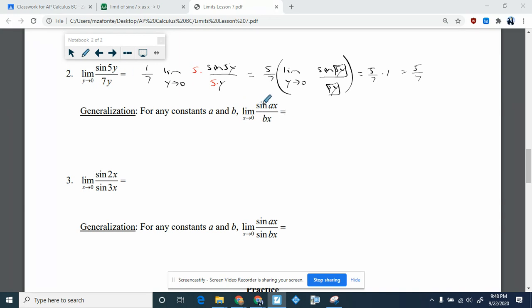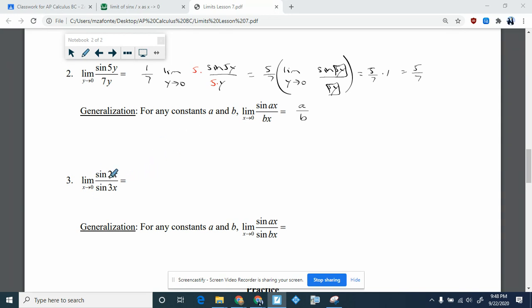What do you think the limit of sine ax over bx as x goes to 0 would be, right? It would be a over b. And you can say that if you get a problem like that. All right. This one's a little bit more bananas, but not too crazy. So I'll walk you through this one a little bit quicker.